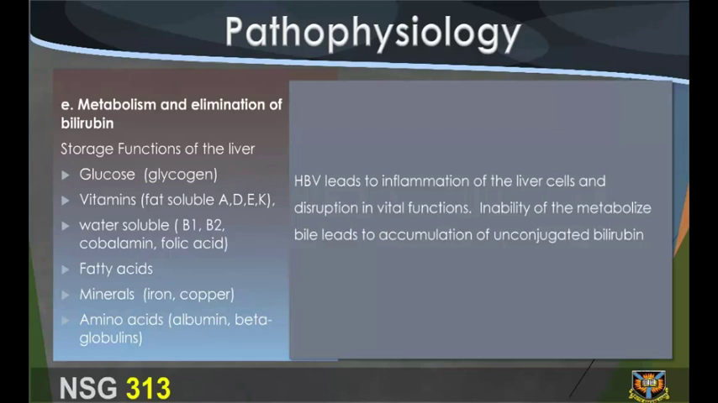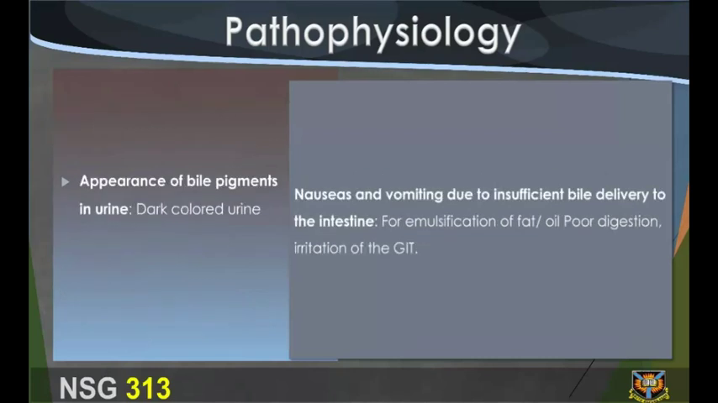HBV leads to inflammation of the liver cells and disruption in vital functions. Inability to metabolize bile leads to accumulation of unconjugated bilirubin. There is appearance of bile pigment in urine, dark-colored urine, nausea and vomiting due to inefficient bile delivery to the intestine for emulsification of fat, or poor digestion, and irritation of the GIT.